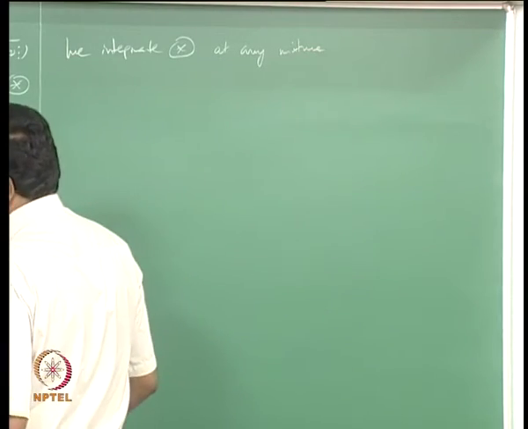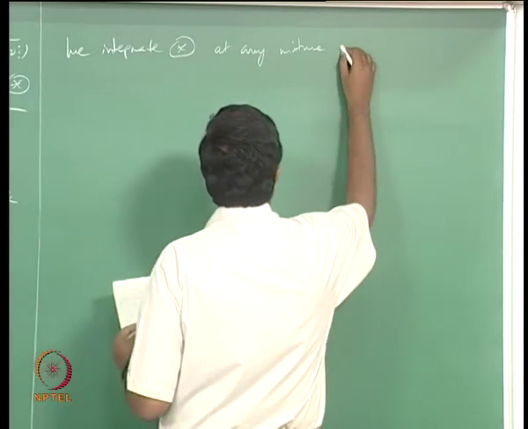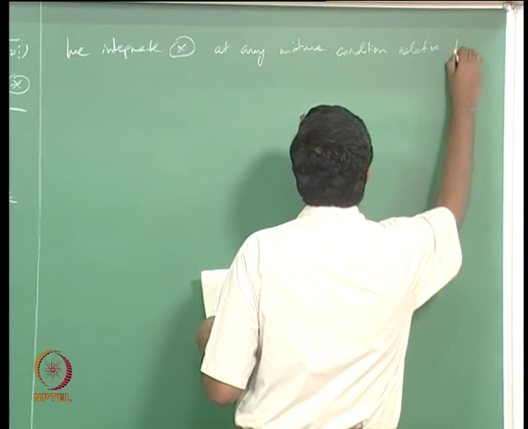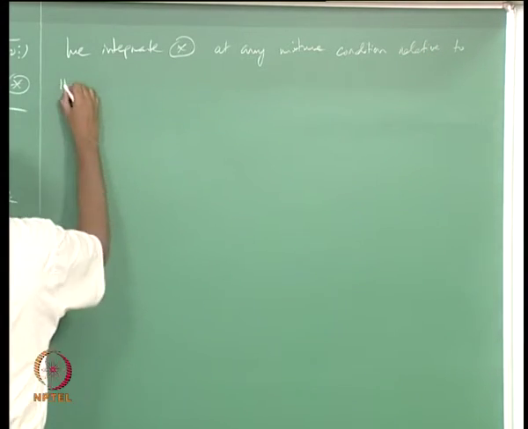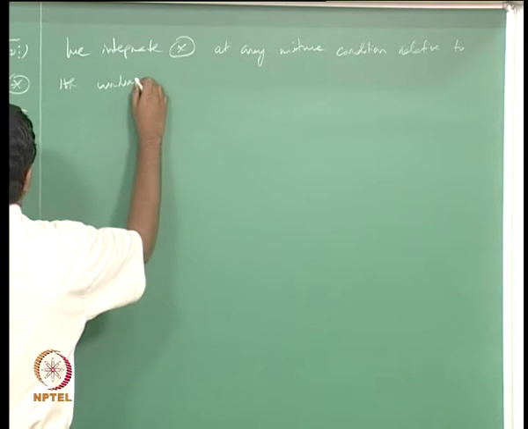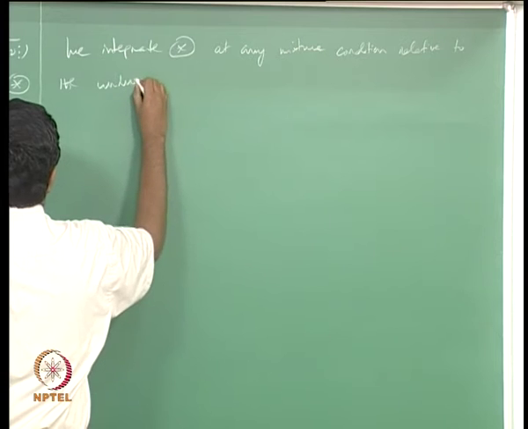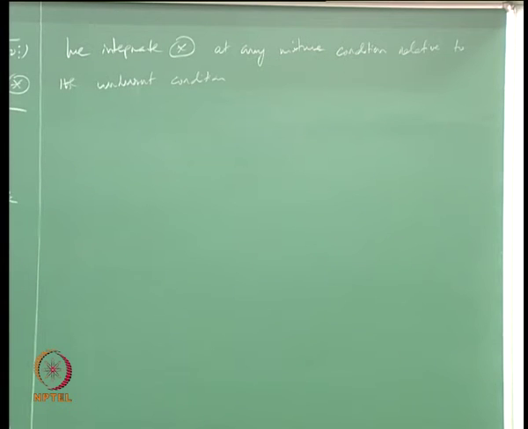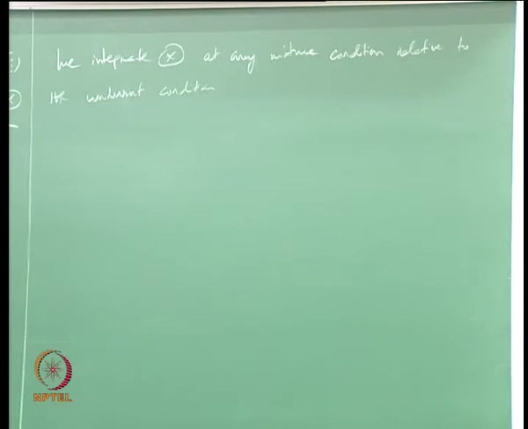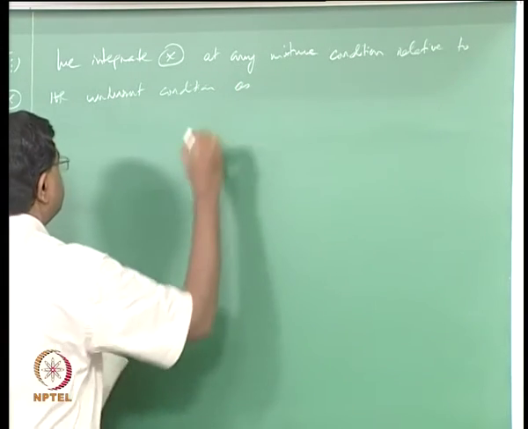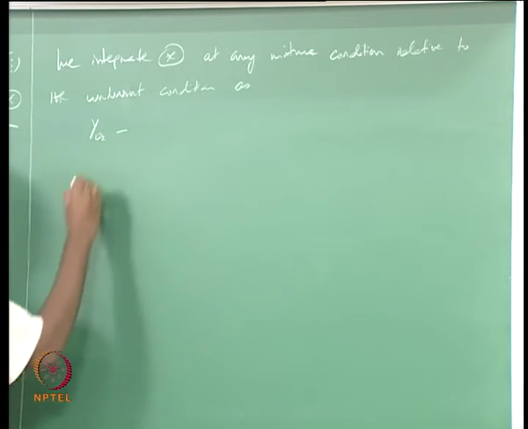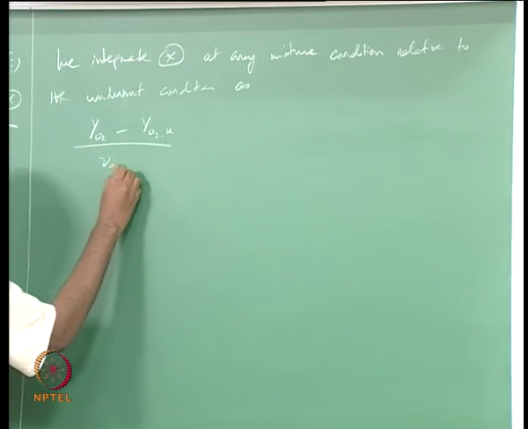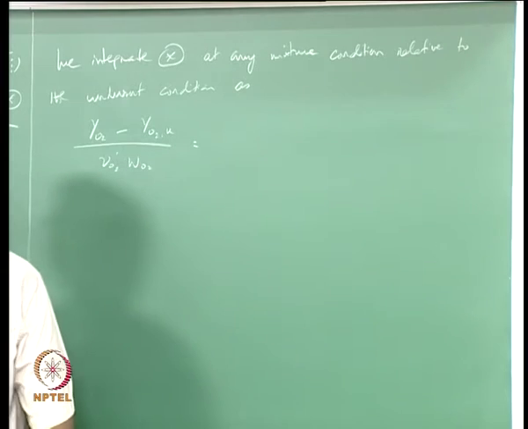That means you can look at any intermediate mixture condition relative to the unburnt condition, right? That means the limits of integration go from unburnt values to any value during the reaction as YO2 minus YO2,U divided by nu O2 prime WO2, right?